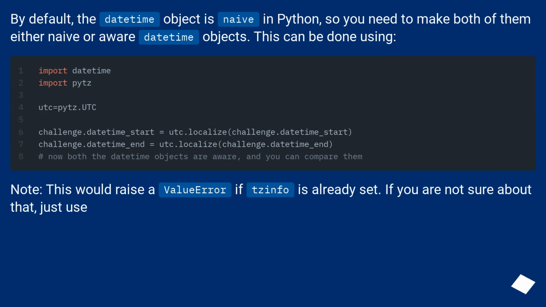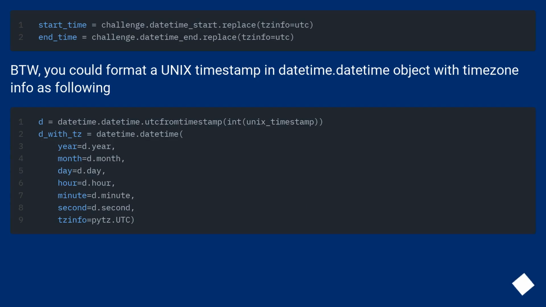By default, the datetime object is naive in Python, so you need to make both of them either naive or aware datetime objects. This can be done using the following. Note, this would raise a value error if tzinfo is already set. If you are not sure about that, just use this. BTW, you could format a Unix timestamp in datetime.datetime object with timezone info as following.